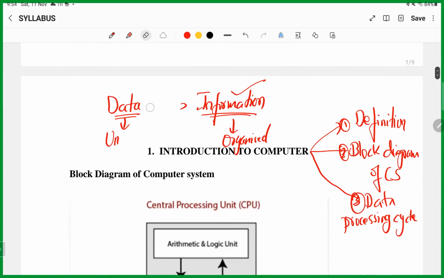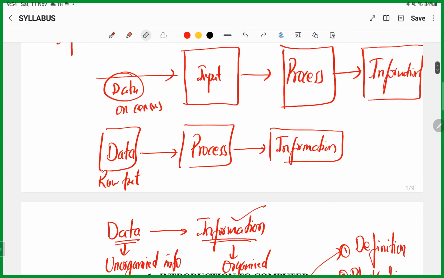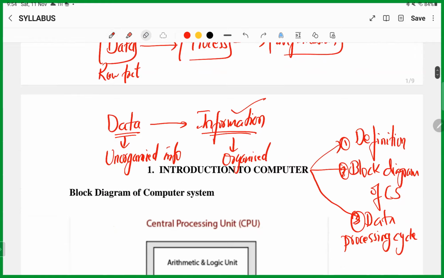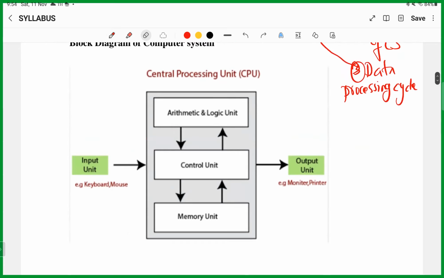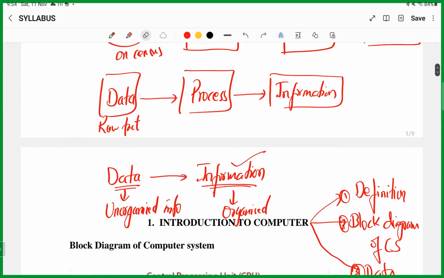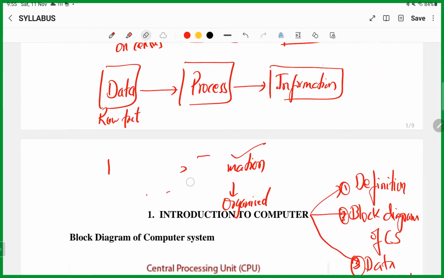Next topic that we need to discuss is, as given here, block diagram of computer system. Second topic. First topic is done. Definition, understanding the data, understanding the information is done. Now we'll be studying about the block diagram of computer. They have asked many questions from here, so we need to look at it in a bit more detail. Now, talking about the computer, as I told you, you give input. Sorry, let me erase this.